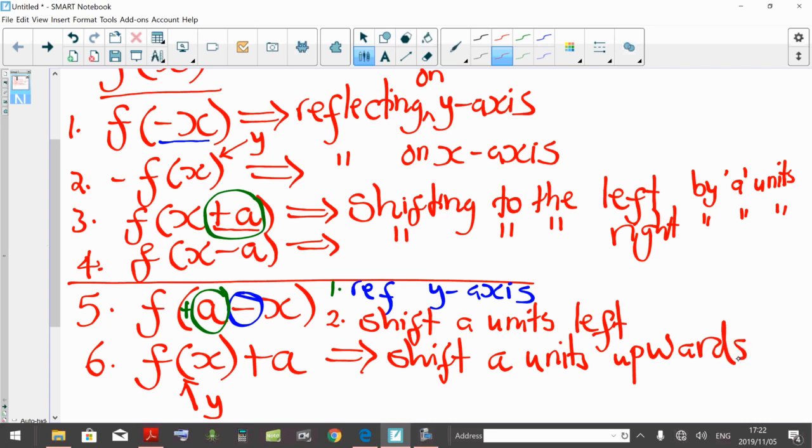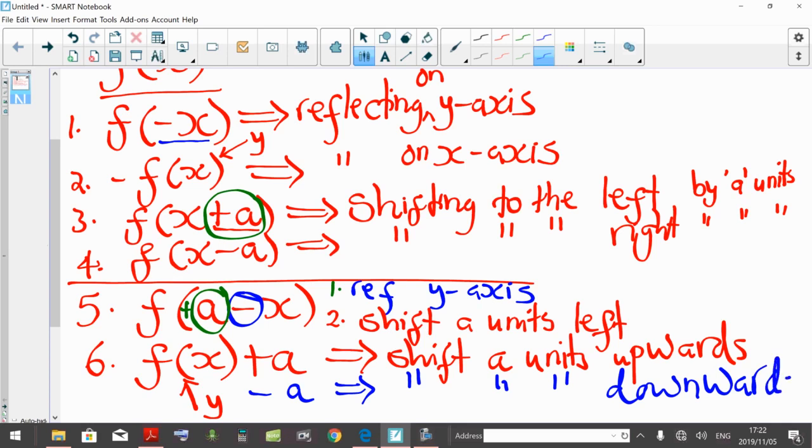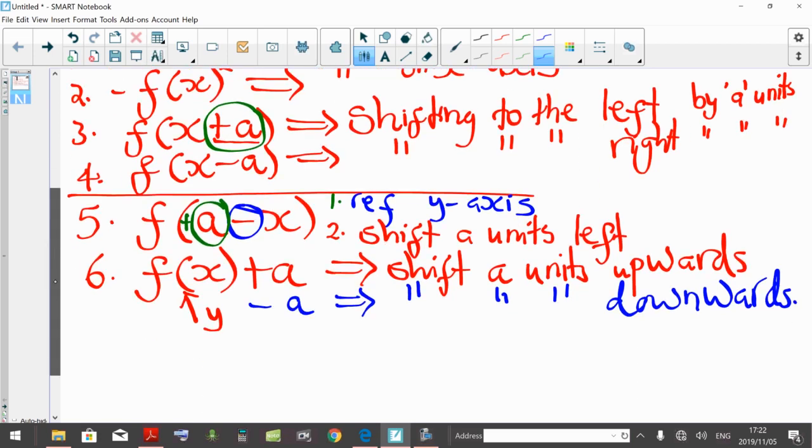Similarly, if it's a minus a, that would imply we're shifting a units downwards. If we had time, I could give you some illustrations of this, but I'm sure you can check your textbooks. They might have a few examples of this. Now, it's important that you familiarize yourself with all these possible transformations that you can get. You may encounter them in problems.